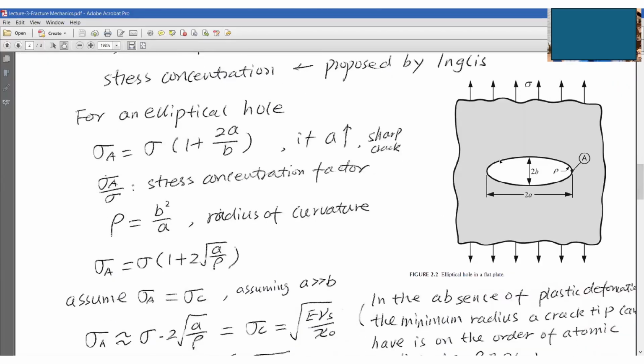So this is rho, and rho is the radius of curvature, and rho equals B squared divided by A. And for sigma A, we can just plug in B, right? B equals the square root of A multiplied by rho. We just plug in, and we can rewrite this sigma A in terms of A and this rho.